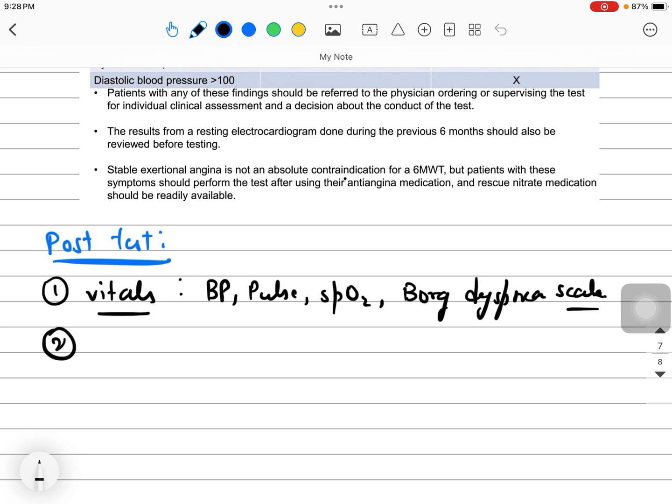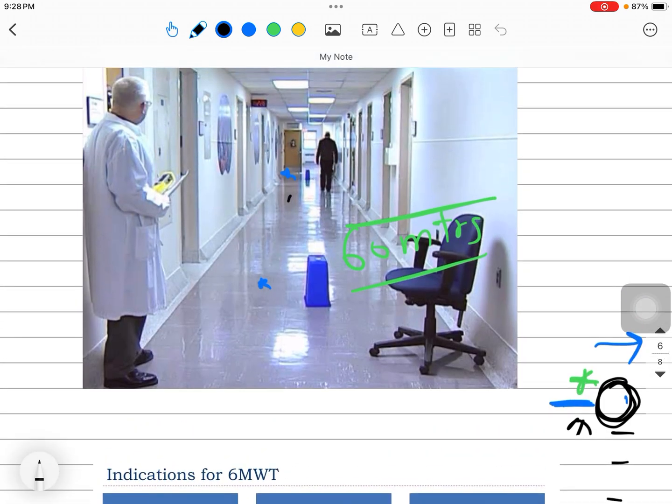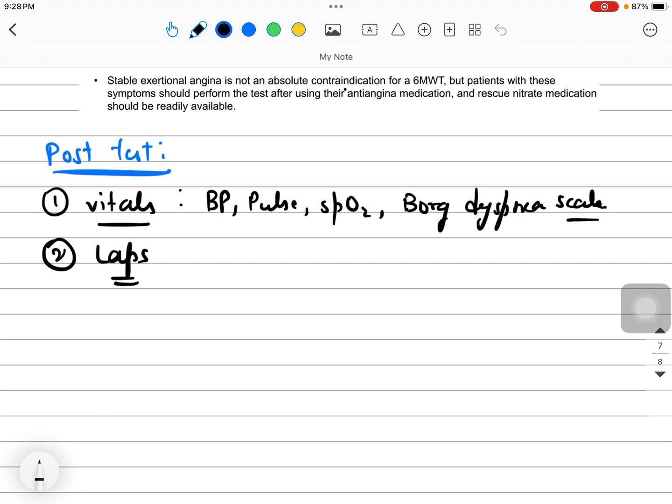Record the number of laps which they have completed from the counter. One lap will be covering around 60 meters. I told you that the distance between one cone and the other was around 30 meters, right? So once the patient goes from here and then comes back, that will complete one lap, and one lap means 60 meters, isn't it? So we need to record the number of laps after completing this test.